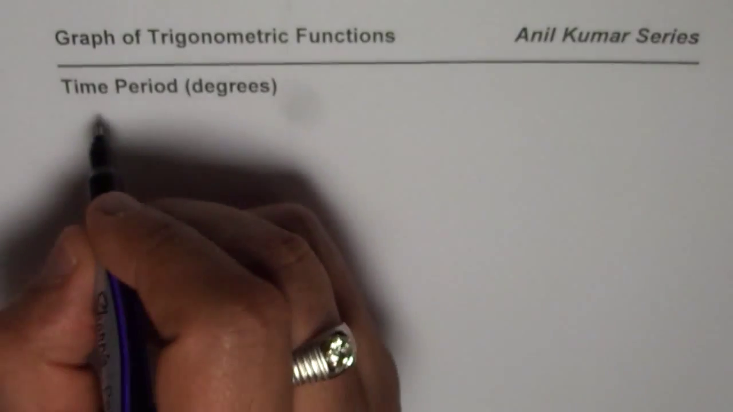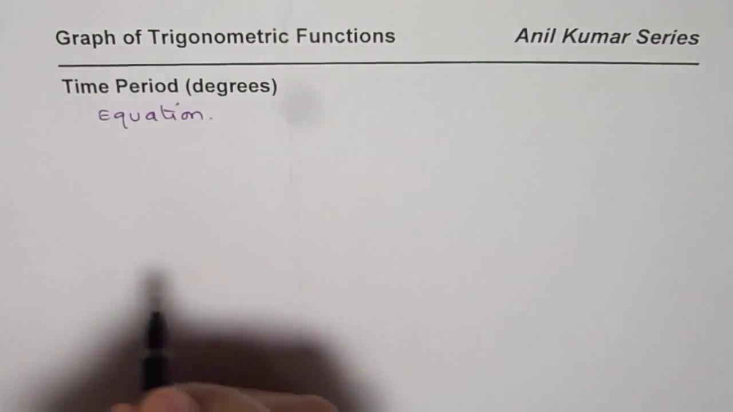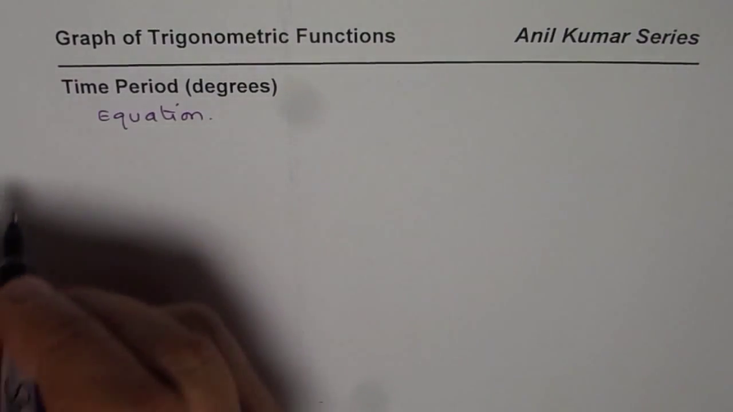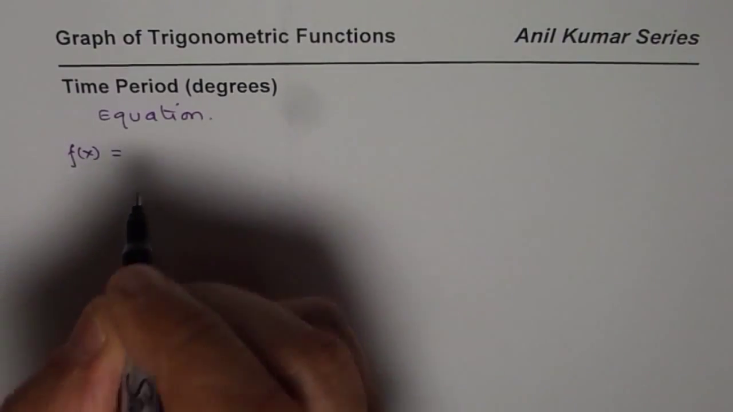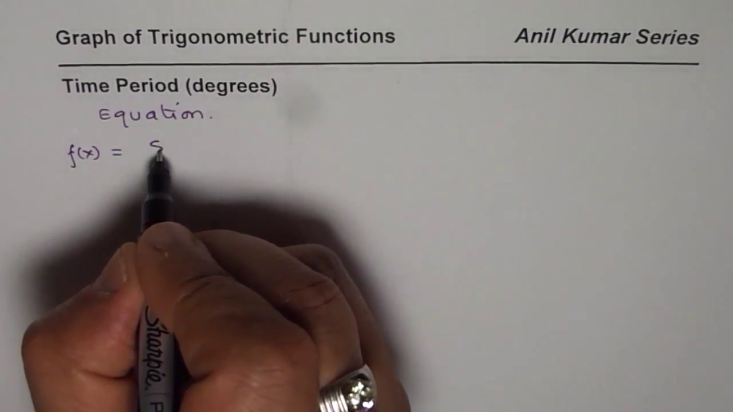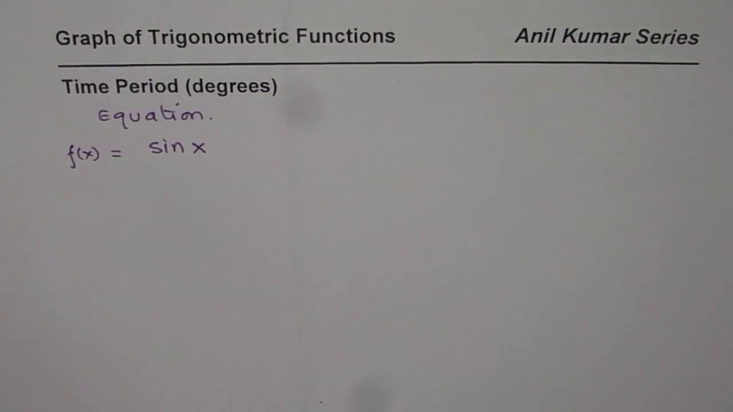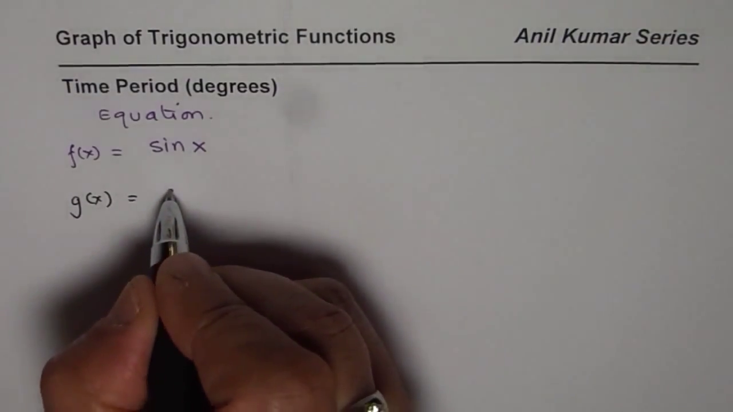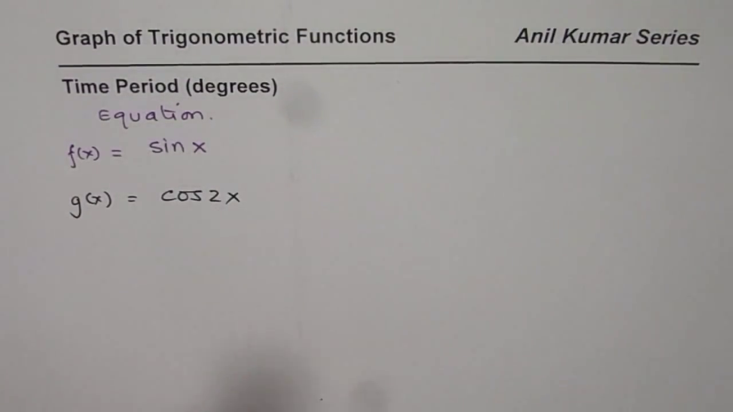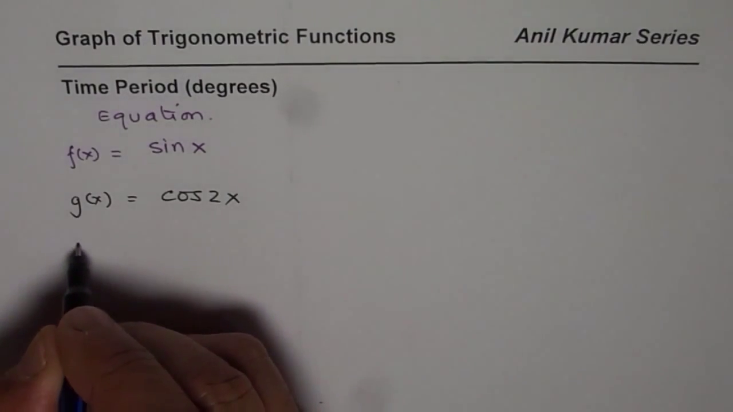So I'll give you a few equations here. What you need to do is, for each equation, figure out what the time period is, right? So let us say we have the function f of x equals sine of x. That is the first one. And then let me add some more. Let's say g of x is equal to cos of 2x. I'm keeping things very simple. The idea is not to complicate matters now, but to understand the concept, right?